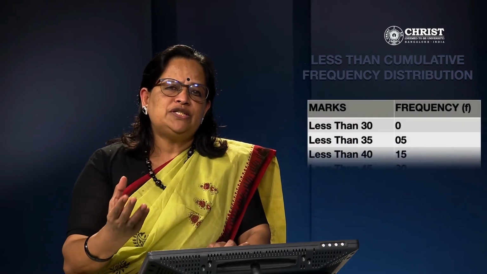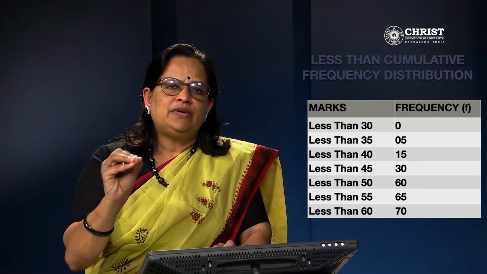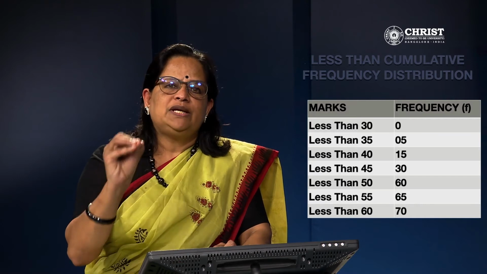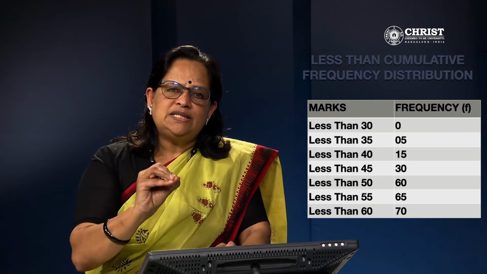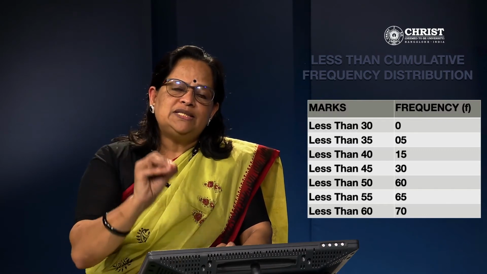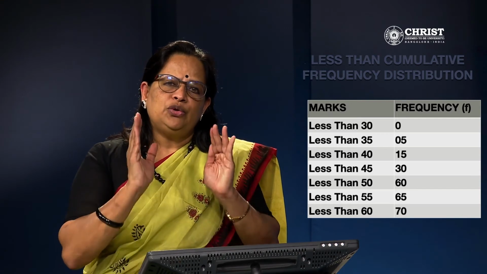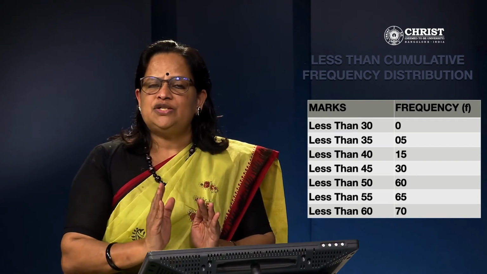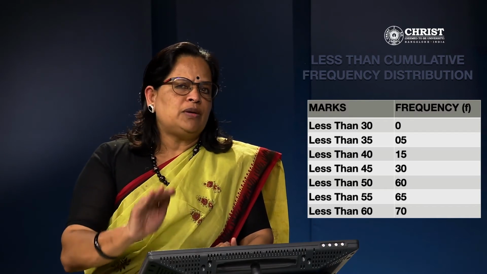Now another way of presenting the less than cumulative frequency distribution is: less than 30 is 0, less than 35 is 5, less than 40 is 15, less than 45 is 30, less than 50 is 60, less than 55 is 65, less than 60 meaning 70. That means if you get a problem like this, you know that this is a cumulative frequency distribution. You have to convert it into an ordinary frequency distribution for computation.